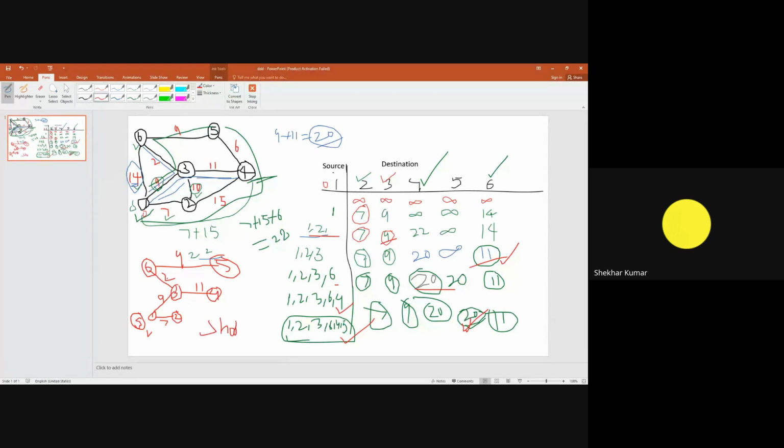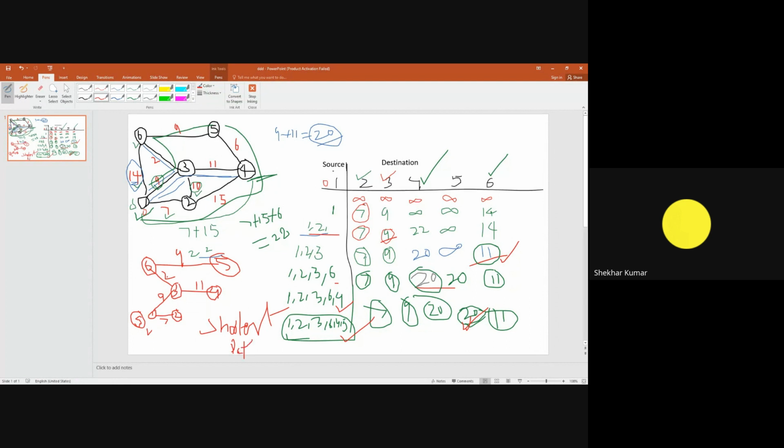With the shortest path, I have covered all the destinations from source to destination. So, in Dijkstra's algorithm, at first we select the source node, and it examines the graph to find the shortest path between the source node and all the other nodes of the graph.